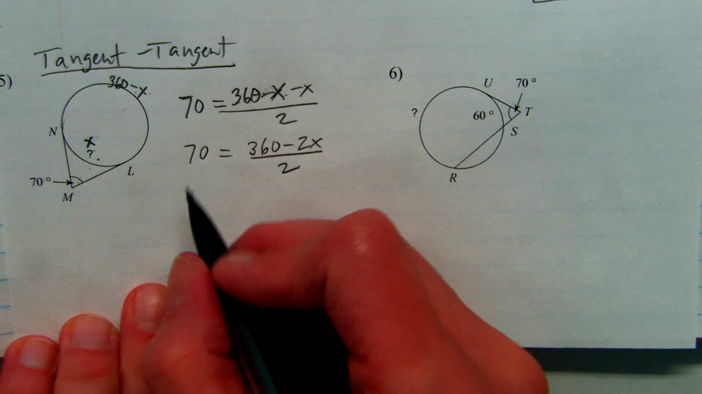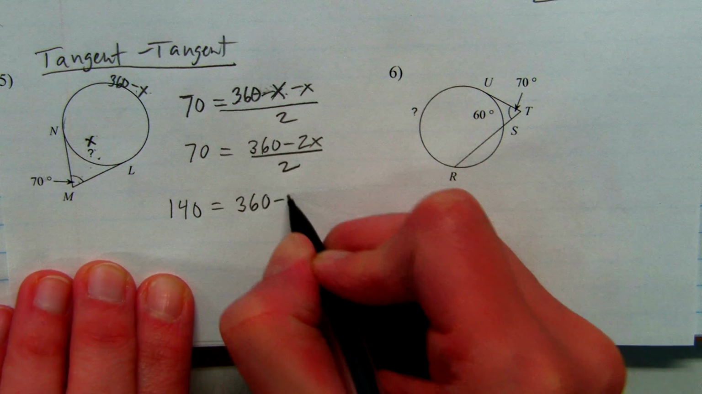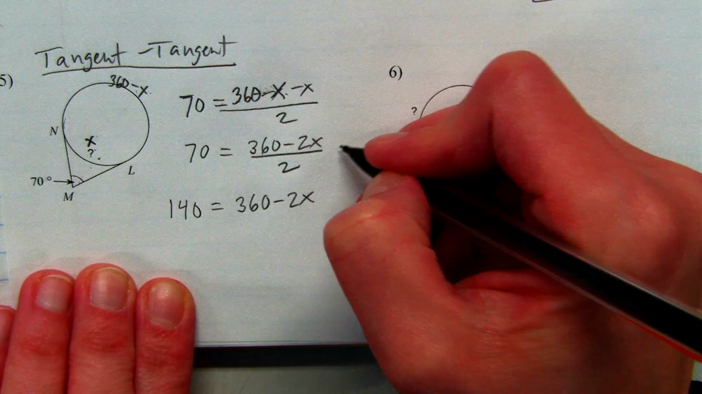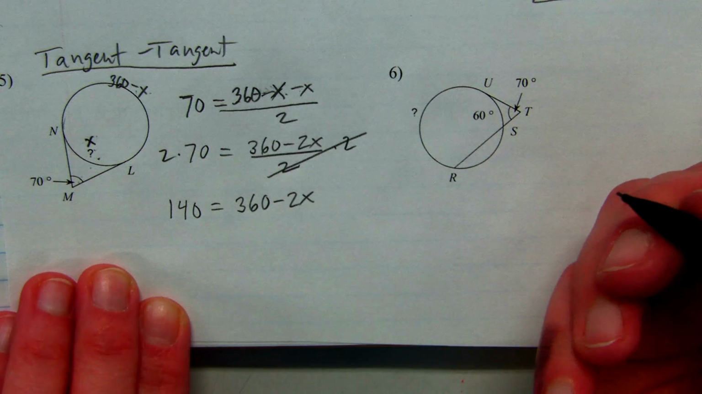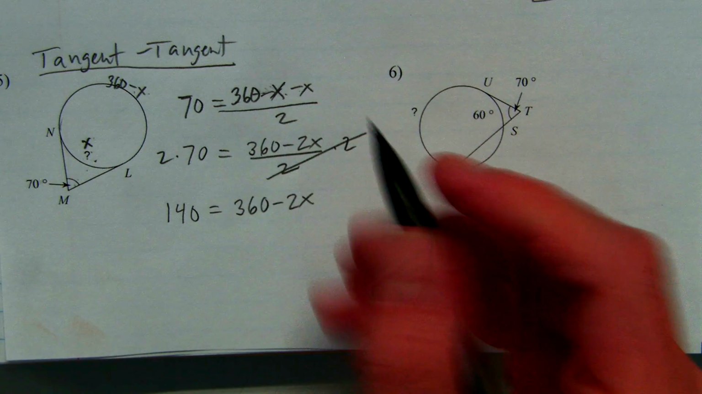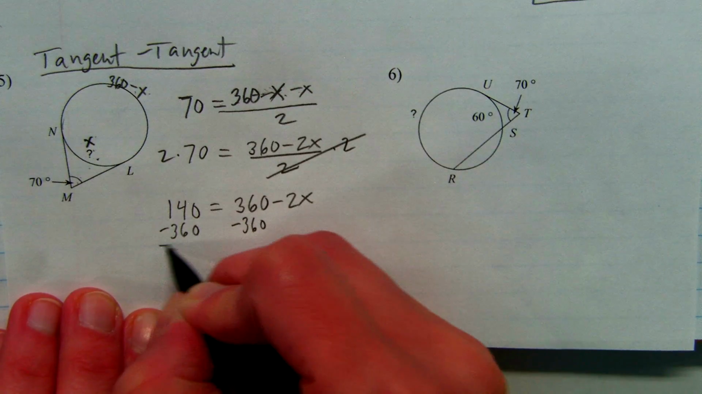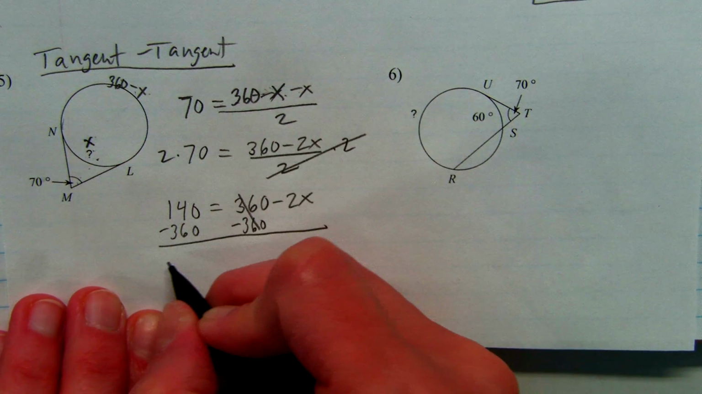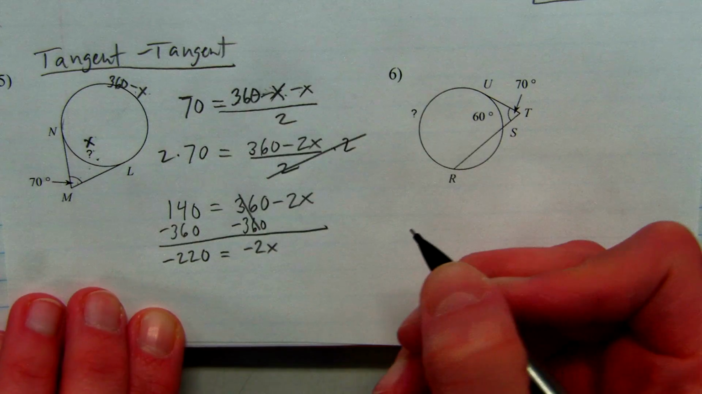So we multiply both sides by 2. So I get 140 equals 360 minus 2x. I just did times 2 over here. And then what would be my next step? Subtract 360 first. It does look a little strange the way it's written, but we're going to go for this. So it's negative 220 equals negative 2x.